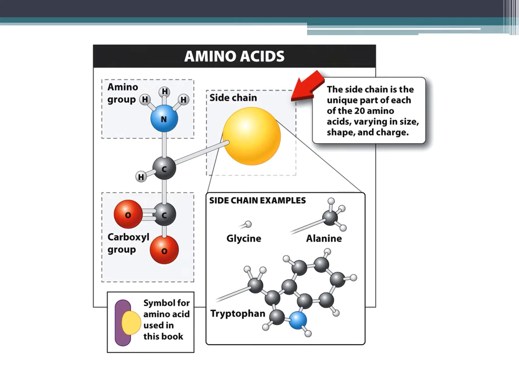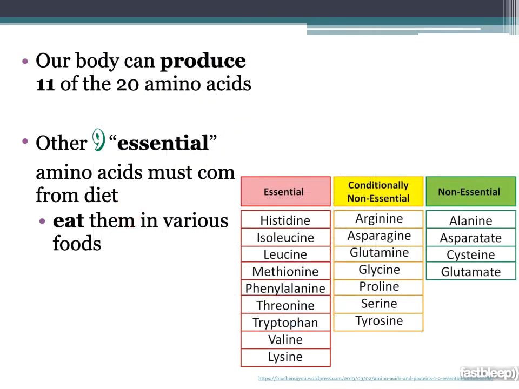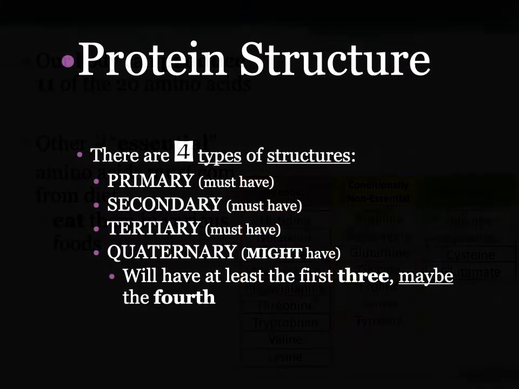So for example here, they have the side chain, the amino group at the top, the carboxyl group at the bottom, and the side chain. It's the side chain that's different. Those are called R groups, and there are 20 of them. Your body can produce 11 of the 20 amino acids on its own. The other 9 essential amino acids must come from your diet. And you will eat them in various foods, and there is a list of them.